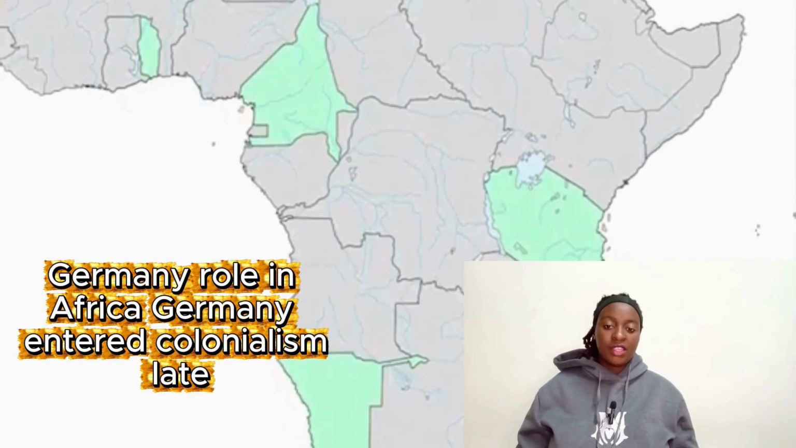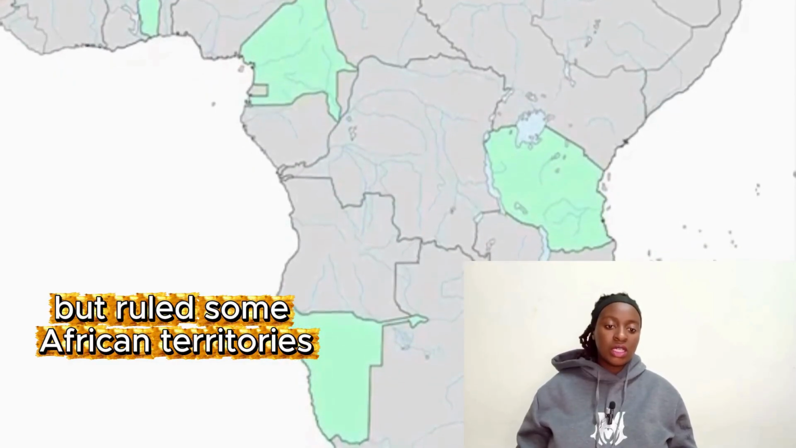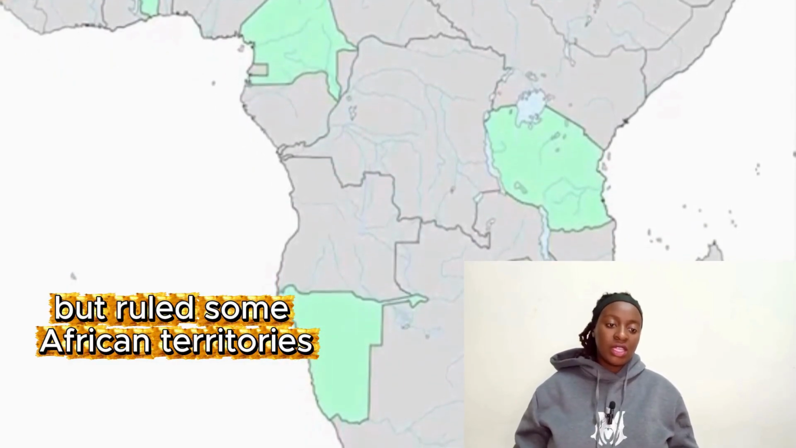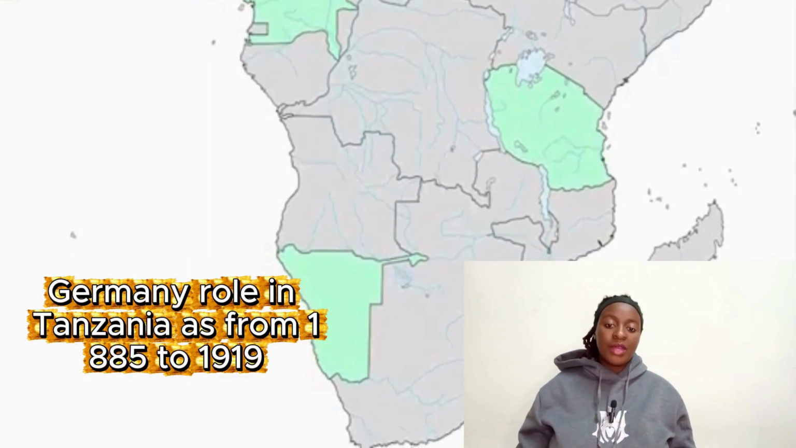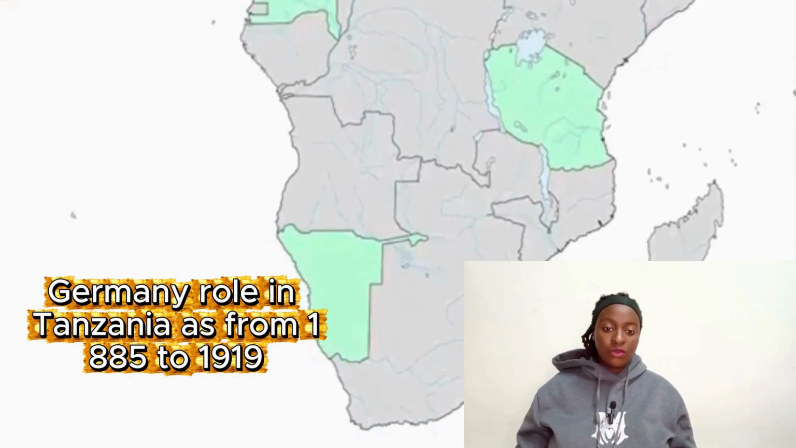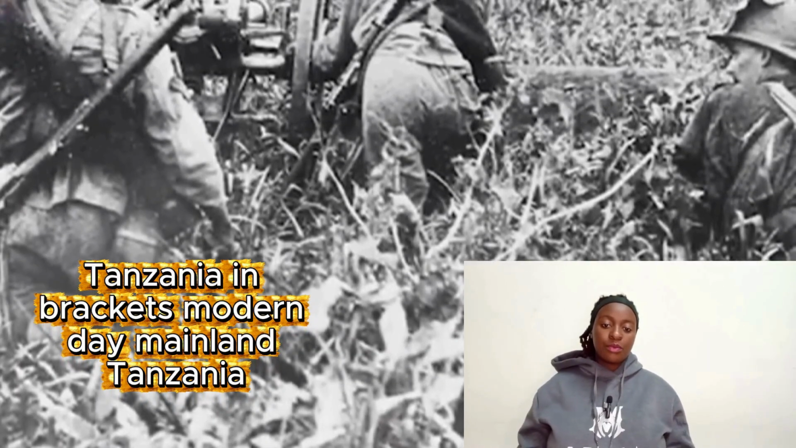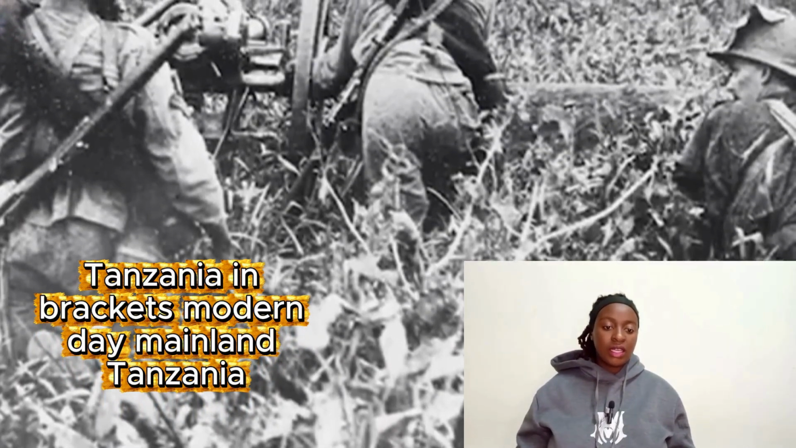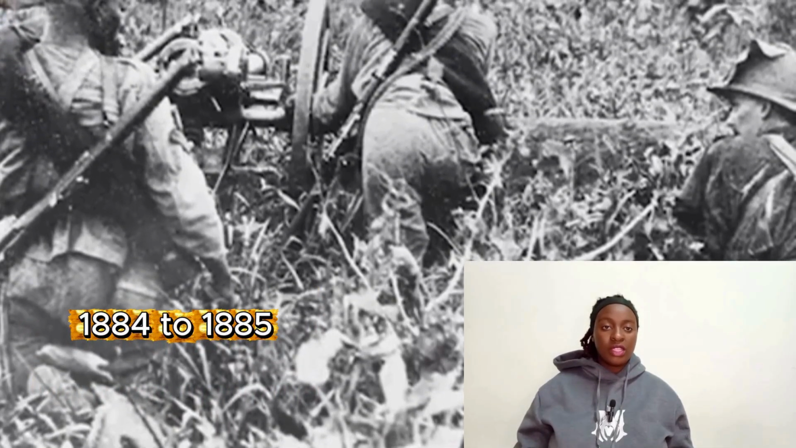Germany's role in Africa. Germany entered colonialism late but ruled some African territories harshly. Relevant examples include Tanganyika and Namibia. Germany's role in Tanganyika was from 1885 to 1919. Tanganyika, modern-day mainland Tanzania, became a German colony after the Berlin Conference of 1884 to 1885.